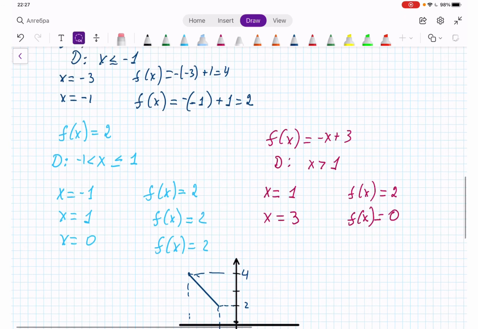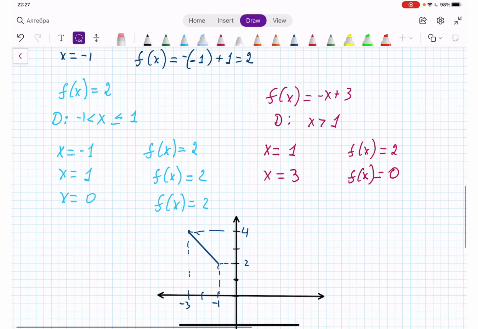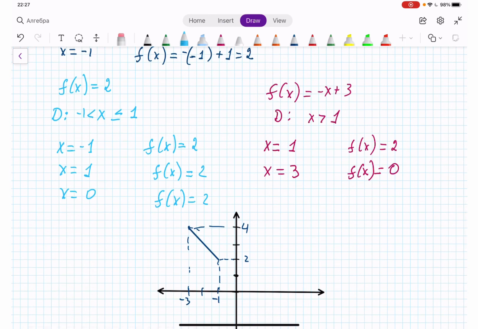Okay. Next, blue color. We have 2 no matter what, right? Between negative 1 and positive 1. We have here negative 1, and positive 1 is going to be here, this piece. So let me provide a line. All right, this is the second one.